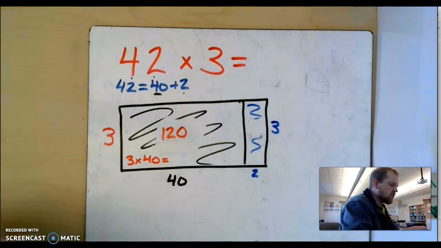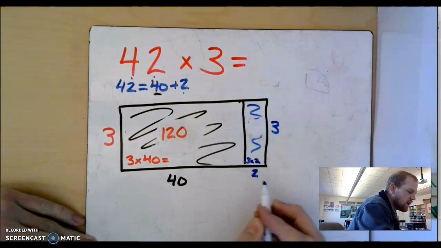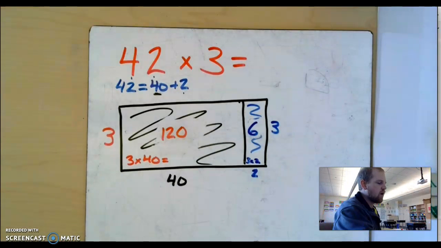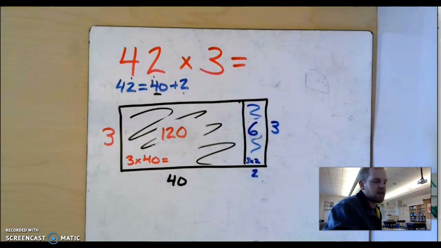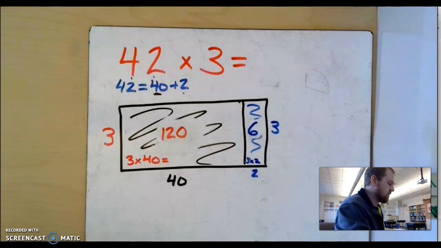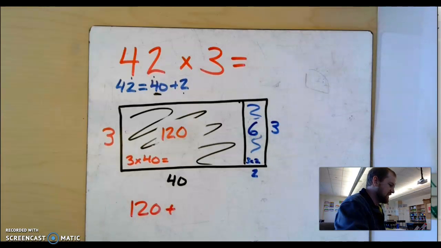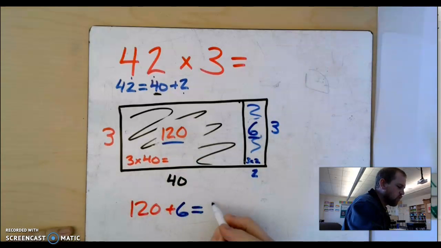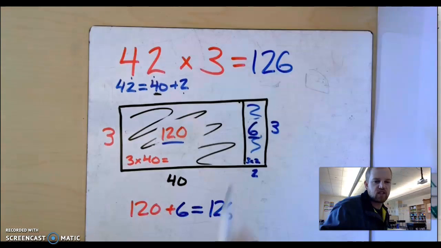Over here, I have a little bit of a simpler problem where it's just 3 times 2. And I know my 3 times 2 is going to be 6. Now I have my 2 totals or my areas for each of these rectangles. So what I'm going to do is I'm going to just add those together. So I have 120 plus 6, and again, those would be my 2 totals there, equals 126, and that would be my answer for this problem.